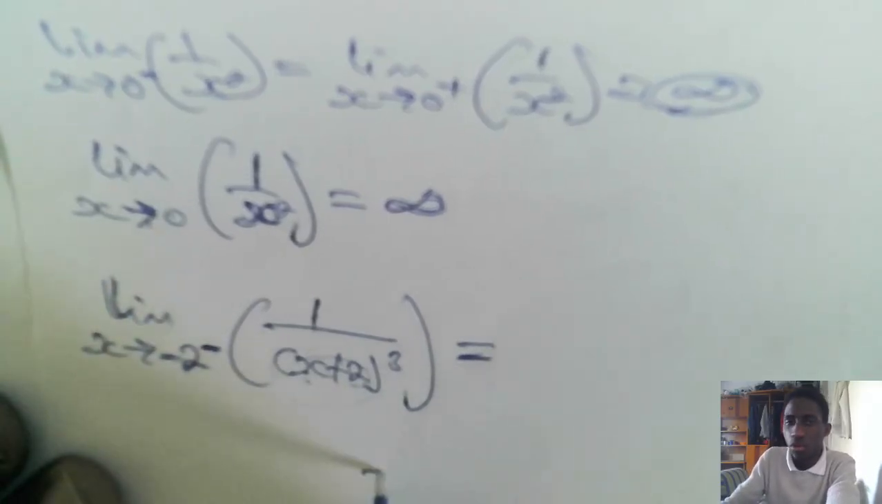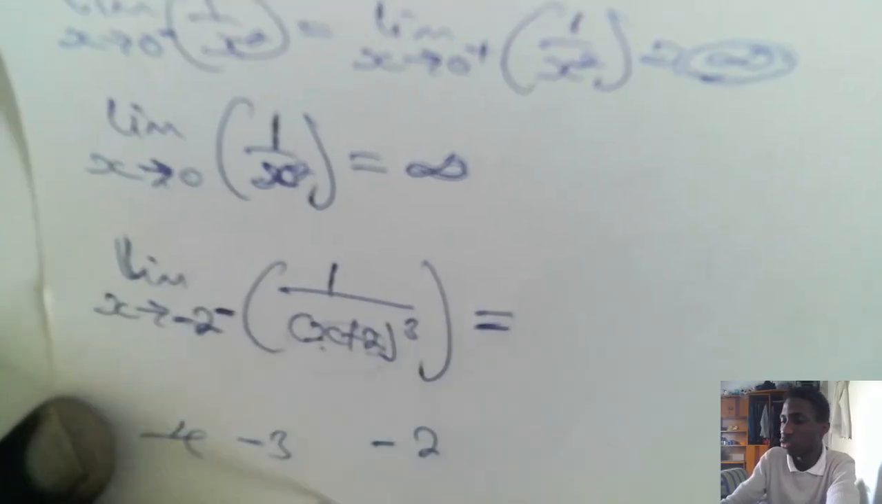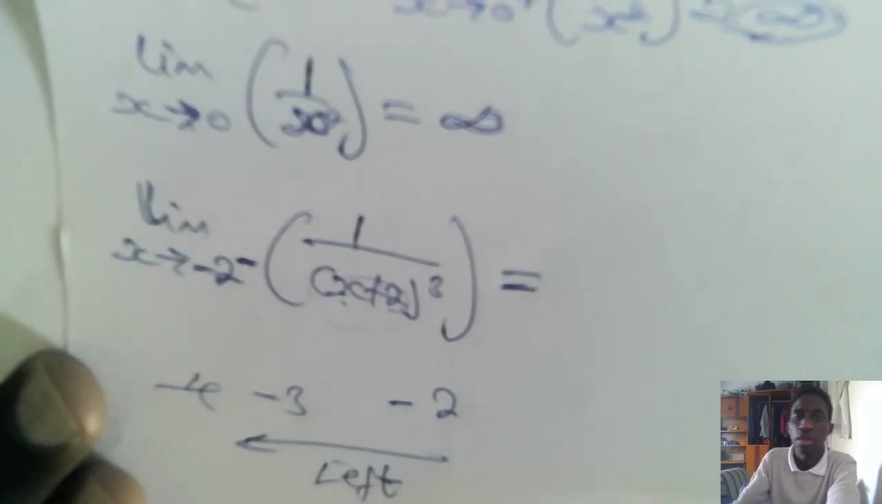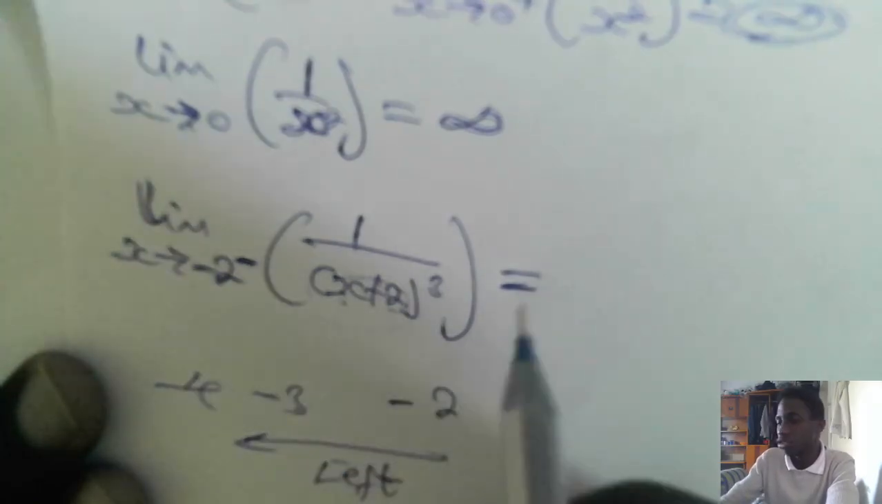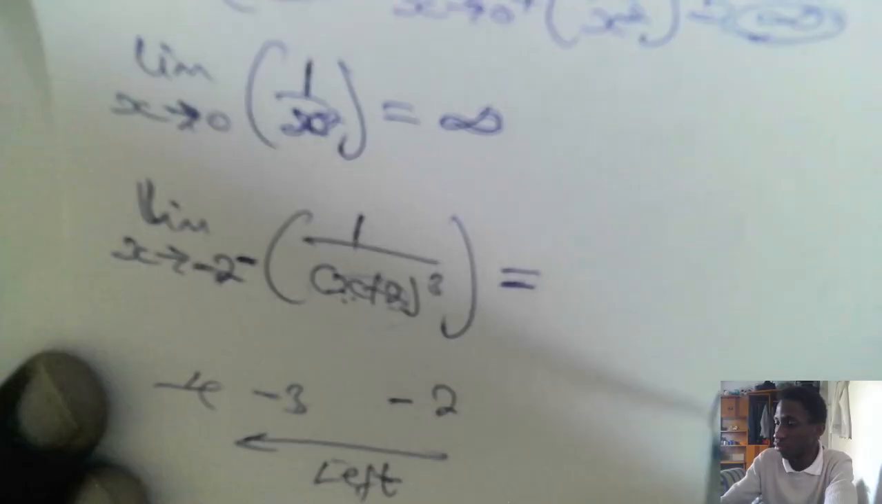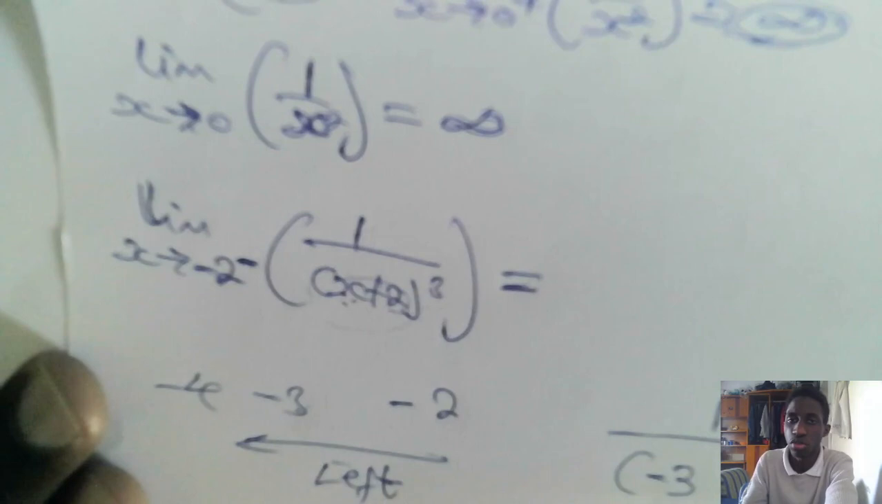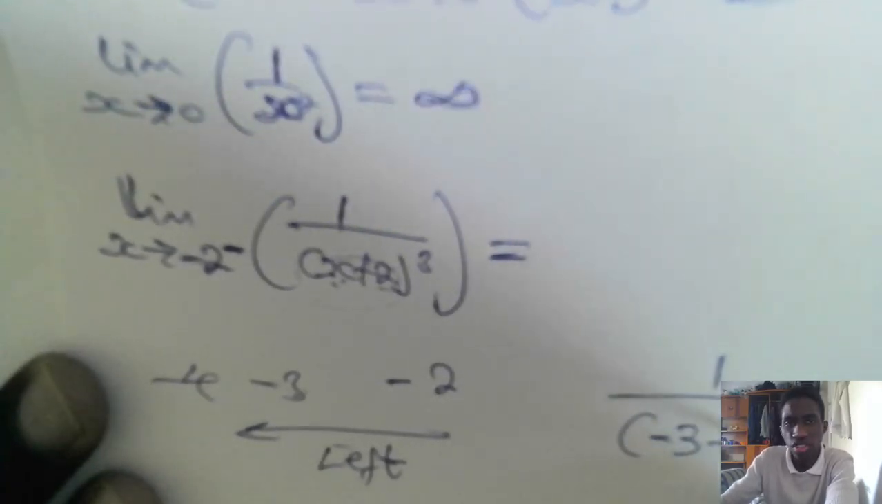So we have minus 2, right? Numbers to the left of minus 2 are numbers like minus 3, minus 4, and so forth. So if I were to put in minus 3 here, that's how you do it. Just go ahead and put in a test value. That's how you do right and left limits. The process of testing is a very crucial skill to learn when dealing with left and right limits. So just put in a test value.